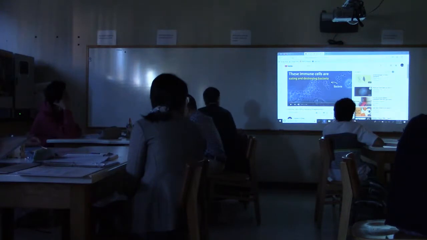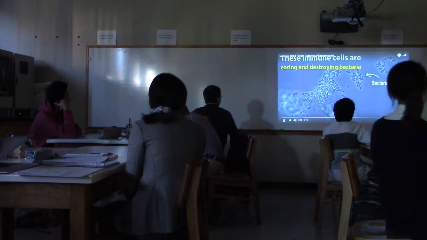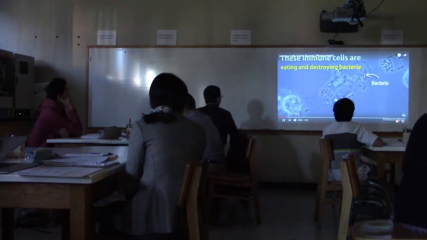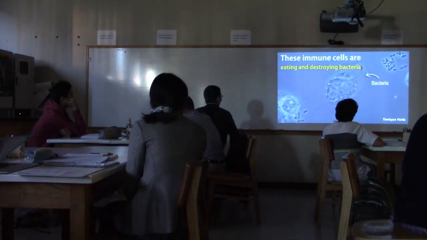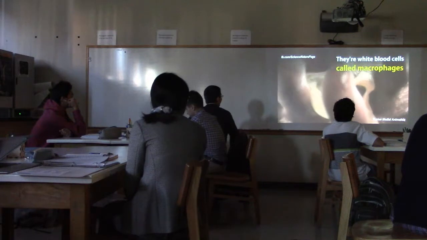I have two videos. This one I just kind of like. This is endocytosis in action. These are immune cells. These are white blood cells that are just chowing down on bacteria, which is kind of neat. Here we go.